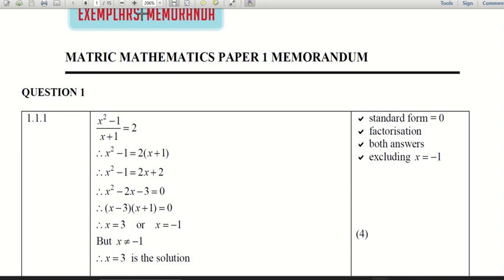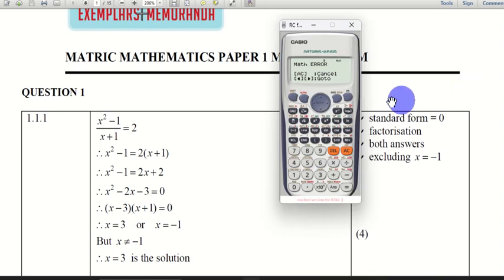Now, I'm going to show you on a calculator how to factorize. If we're struggling to factorize, I'm going to call out his name. He's not here today. He discovered this on his own.